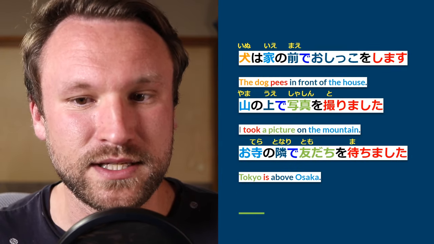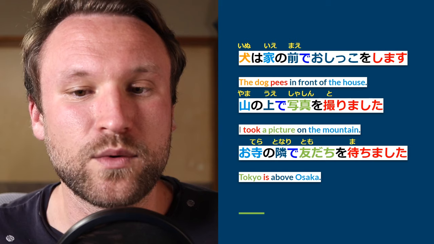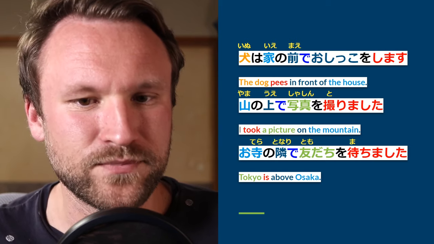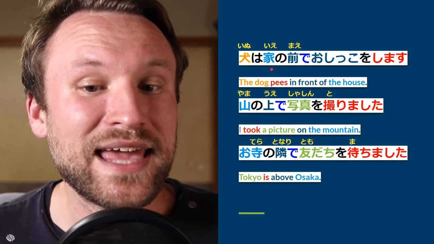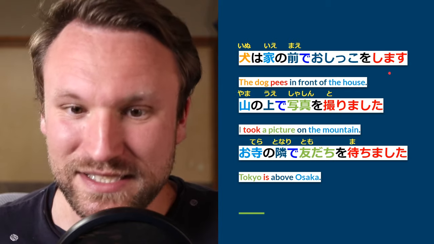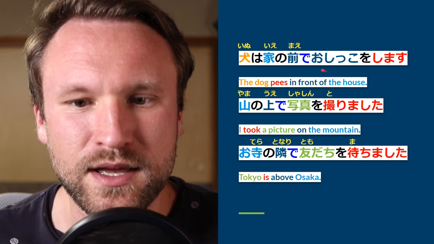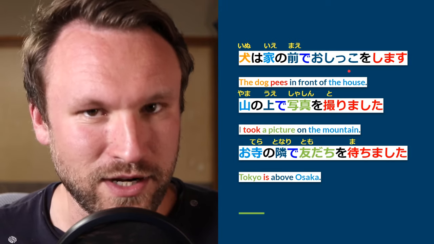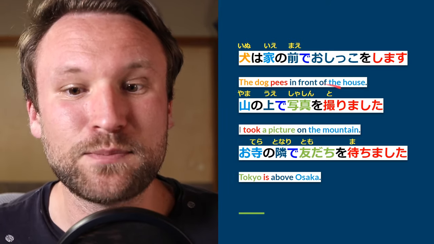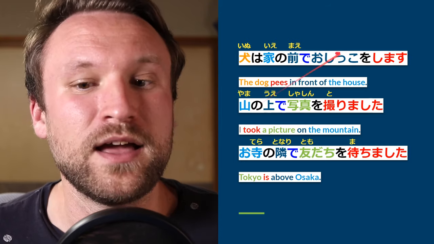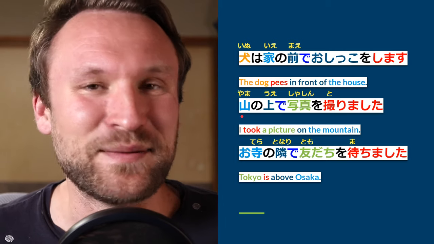Oh, we've got another sentence here. These sentences are using the location words along with verb sentences, right? So actions. So we have the same sentence as before, but it's an action. Inu wa ie no mae de oshikko o shimasu. The dog pees in front of the house. Oh, this should have been blue, I guess. Oshikko is to urinate, for a dog or for a human, whatever. Oshikko shimasu. The dog pees in front of the house. This should have been red too, so don't worry about that. But oshikko shimasu is pees. I'm sure you wanted to know that.